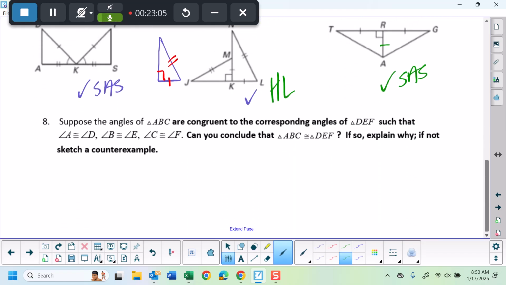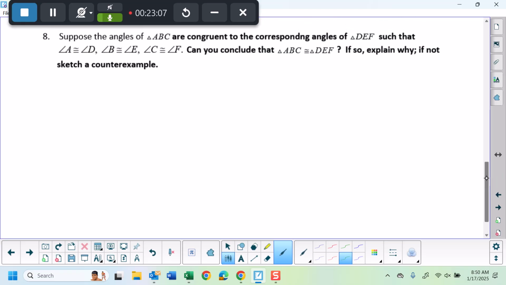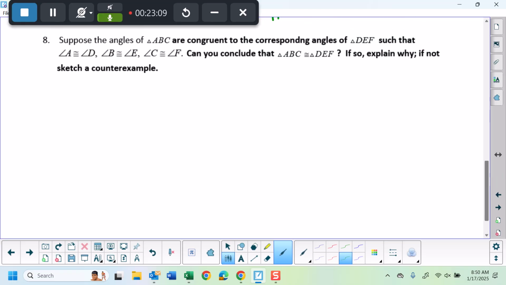All right, sometimes having this drawing without a picture puts it on you to be able to draw the pictures and match up corresponding vertices and information. So suppose the angles of ABC are congruent to the corresponding angles of triangle DEF such that A and D correspond, B and E, C and F. Can you conclude that the two triangles are congruent, yes or no? No. What do you need? You need a side. At least one. Just one side is all we need. All right, next up.